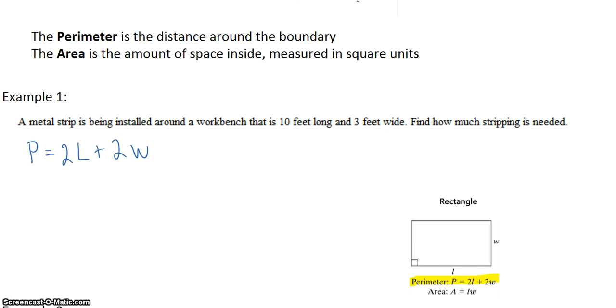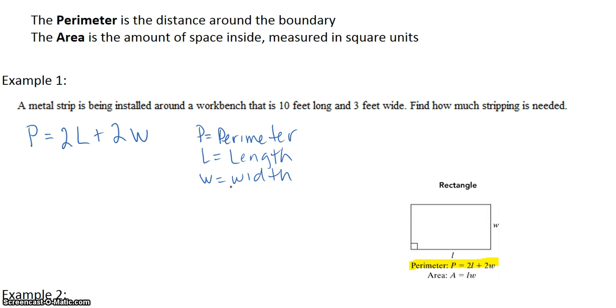P stands for the perimeter, L stands for the length, and W stands for the width. So since this is 10 feet long and the width is 3 feet, because it's 3 feet wide, it's asking how much stripping is needed. What is the perimeter? So I'm just going to go ahead and plug in for L. We'll plug in a 10. 2L means 2 times L because there's nothing in between. 2W, so that means 2 times W.